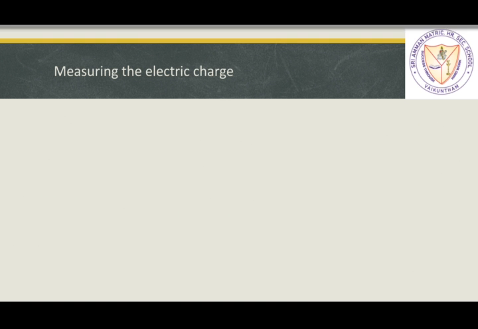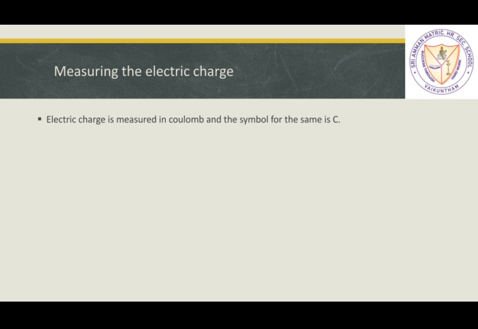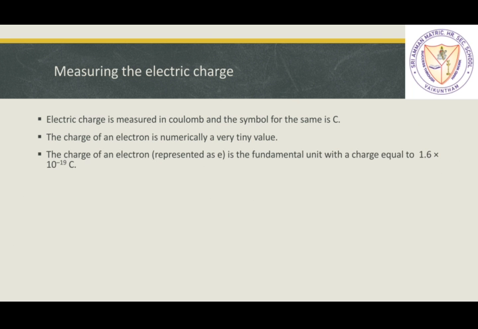The electric charge is measured in coulombs, and the symbol is capital letter C. This we have already seen in the first lesson itself. The electric charge and its unit is capital letter C. The charge of an electron is numerically a very tiny value, a small value. The charge of an electron, which is represented by small letter e, is a fundamental unit with a charge equal to 1.6 into 10 to the power minus 19 coulombs.